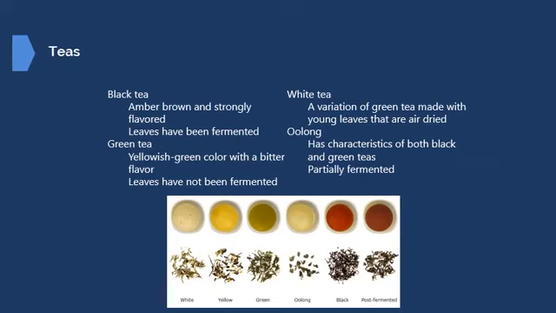Oolong tea has the characteristics of both the black and the green teas, and it's partially fermented. So from less fermentation or no fermentation with the white tea, the young leaves, to no fermentation with a little bit older leaves that have the chlorophyll in it, the green tea. The oolong sits in between there, and then the black tea is on the other end.